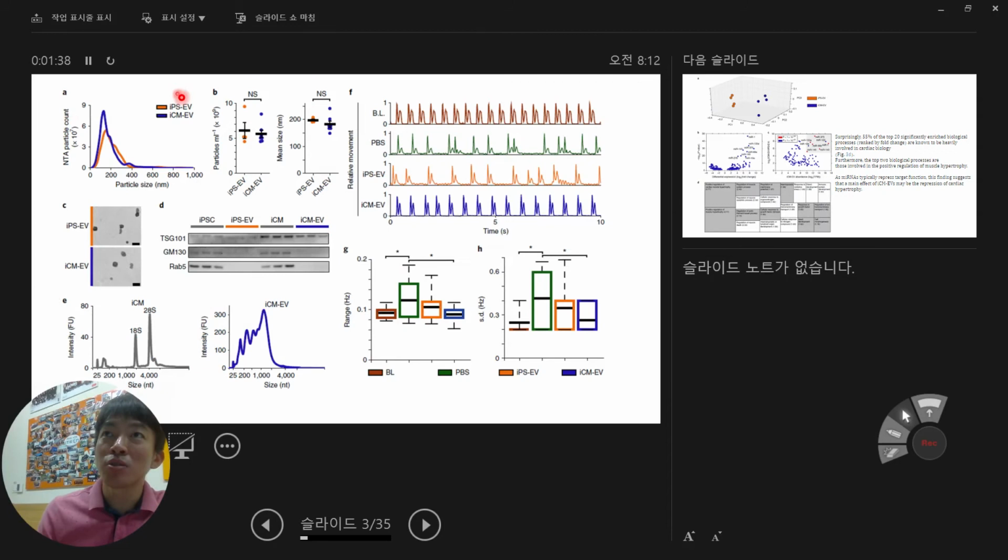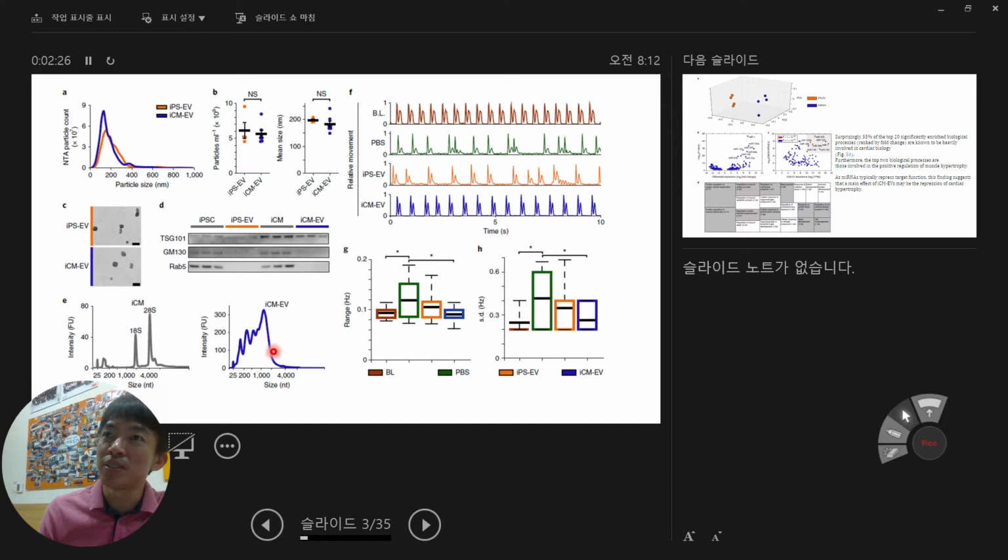They call them EVs. The cardiomyocyte EVs and iPSC EVs have similar particle size, number, and mean size, and other markers are also similar. TSG101 is an exosome marker, and GM130 and LEF5 are Golgi markers. These two markers can be detected in the cell but are undetected in the EV, while TSG101 is detected in the EV. They also found that EVs from cardiomyocytes and the iPSCs themselves have different RNA libraries, and then they inject them intravenously.